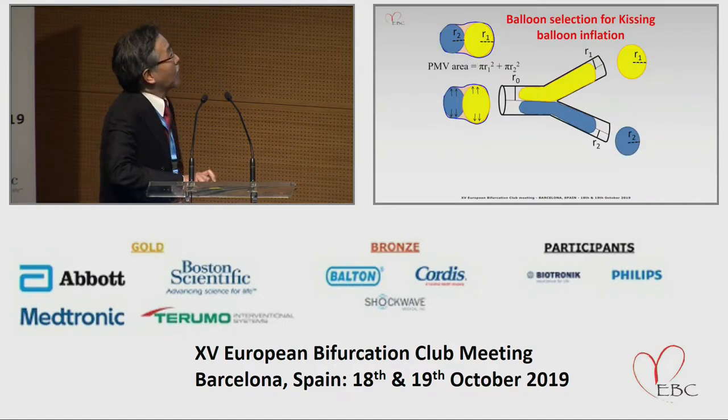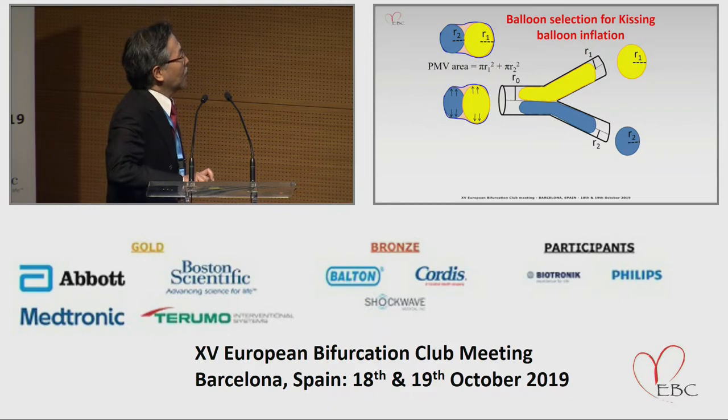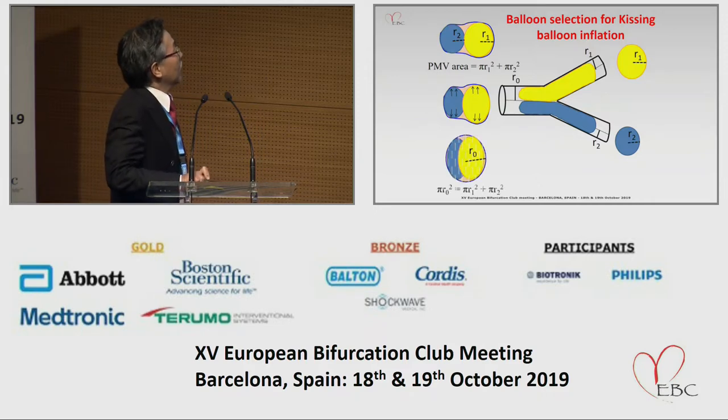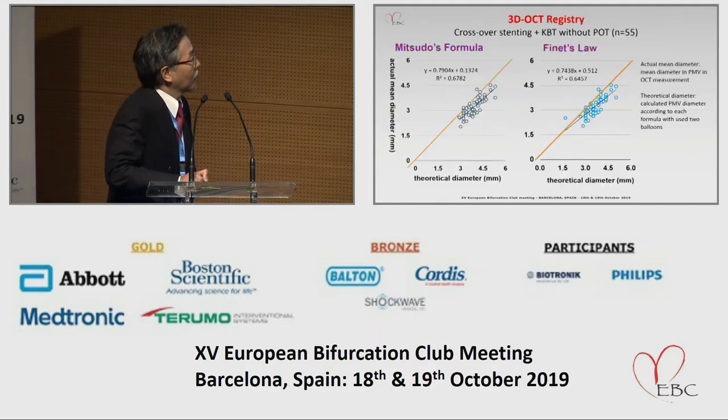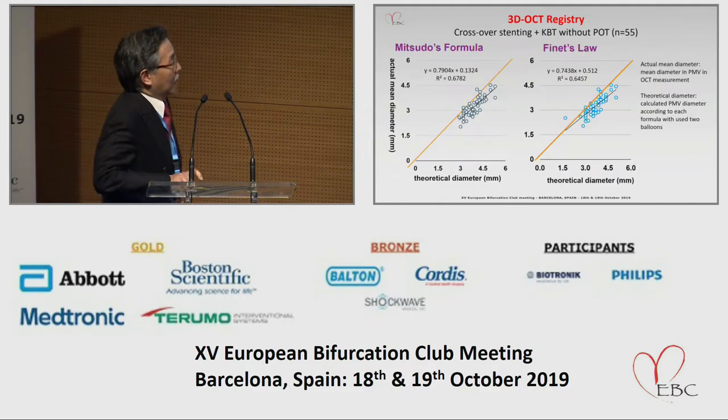In terms of the balloon selection for kissing balloon inflation, the area preservation law is useful. The two balloons' dilated area is assumed to be preserved in the proximal main cell, and also assumed to be down to a round shape like this. This formula is introduced. We call this formula the Mitsudo formula, named after the first proposer, our great mentor, Dr. Mitsudo.